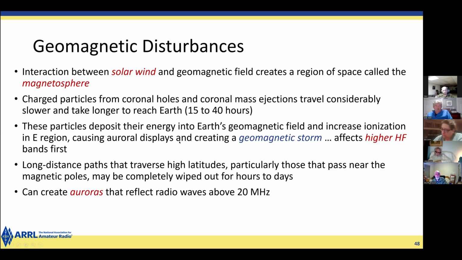So geomagnetic storms affect higher HF bands, and they can disrupt communications for hours. And auroras are deadly for HF communication. They will absolutely kill all the HF bands.